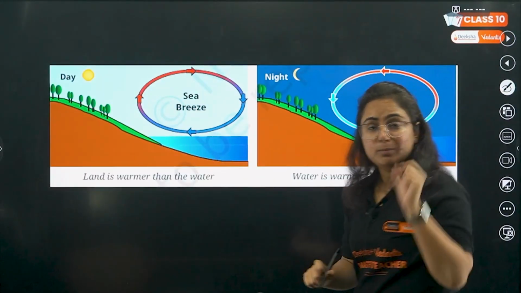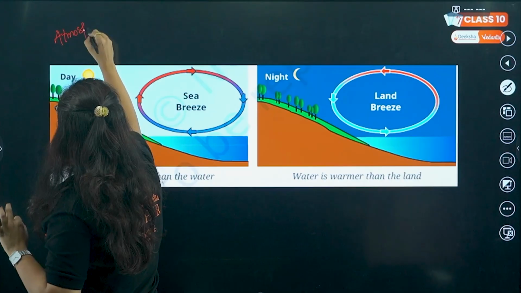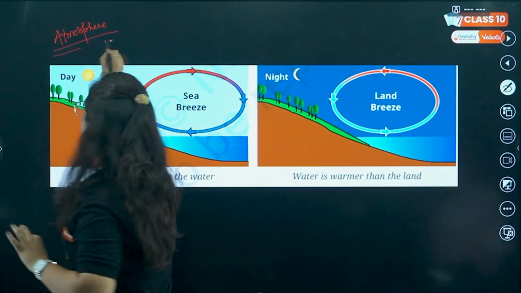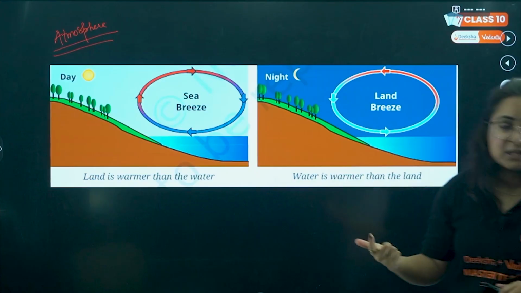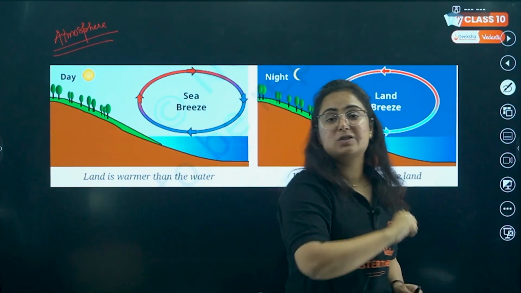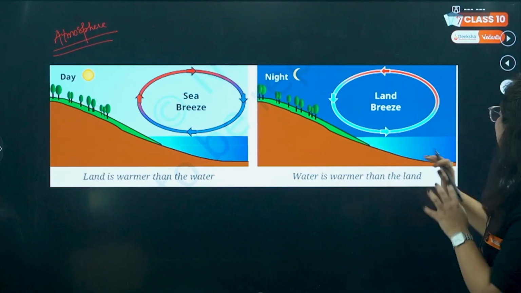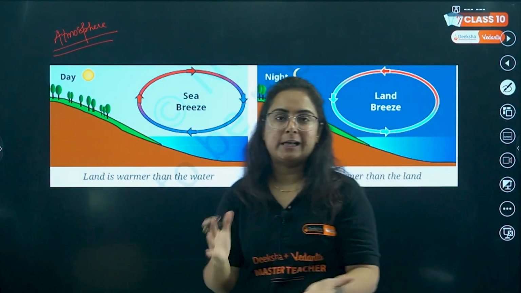Okay, one more important feature in the chapter on atmosphere and climate is known as land breeze as well as sea breeze. Land breeze as well as sea breeze. Now, why is this topic quite important? Because they will ask you the topic directly, and even they will ask you to draw it and explain it, right?